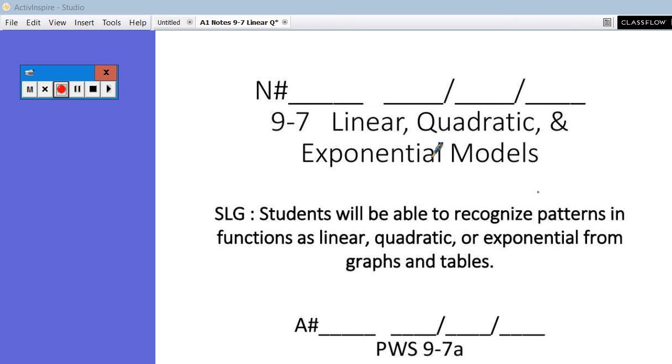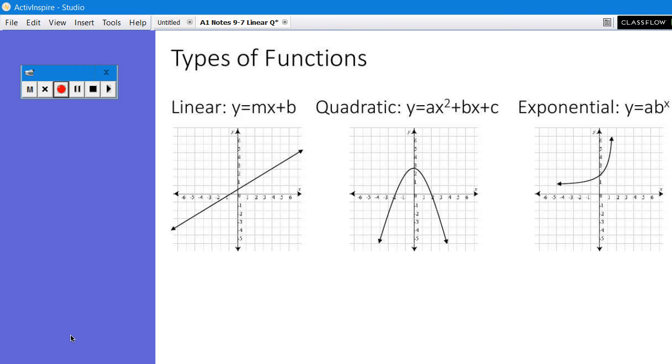By the end, you're going to need to be able to identify whether each one of these models is linear, quadratic, or exponential. Hopefully it'll be pretty straightforward. This is one of the sections that people usually like, and it's kind of a buffer on this one. People tend to like this one. So let's get going.